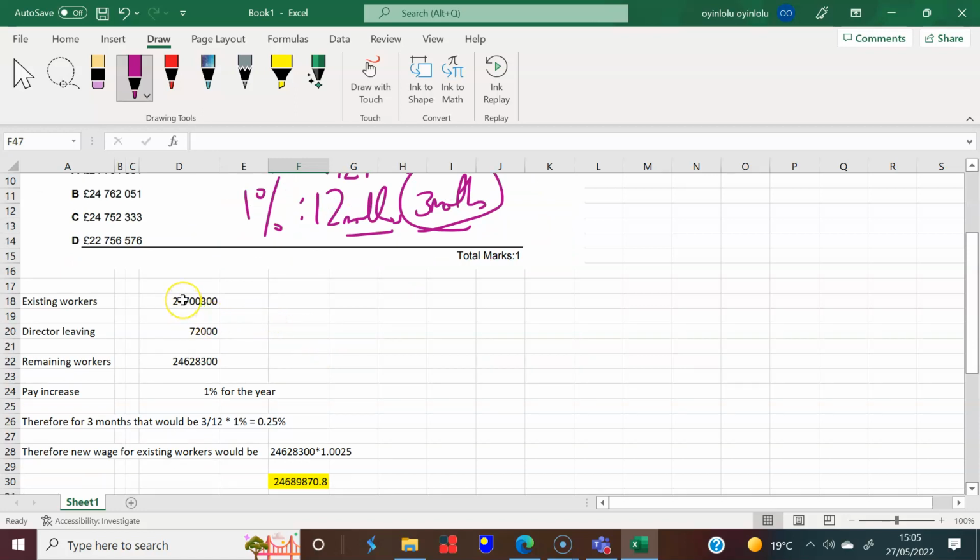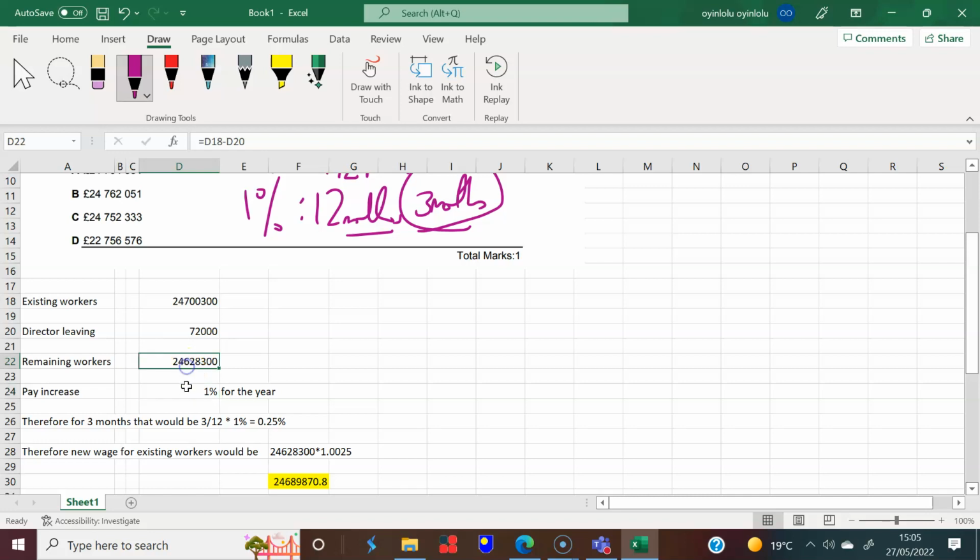So anyway, let's look at the scenario. How you should, I think, best deal with this is to say, listen, this is the current situation of 24,700,000. Let's get rid of that director who's leaving. Let's treat them separately because that director actually doesn't get any of the pay rise. So let's not mix things up. So the first thing I do is to take this 72,000 out of this to have remaining workers of 24,628,000 and so on. Now you get a pay rise for these guys because they're the ones remaining.